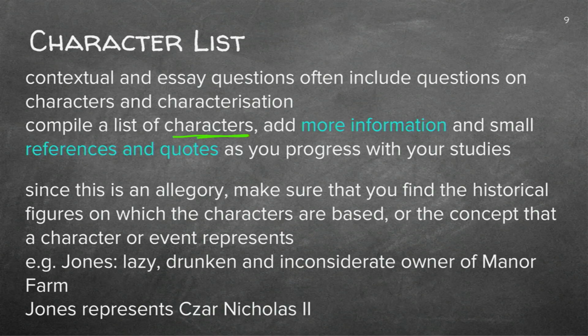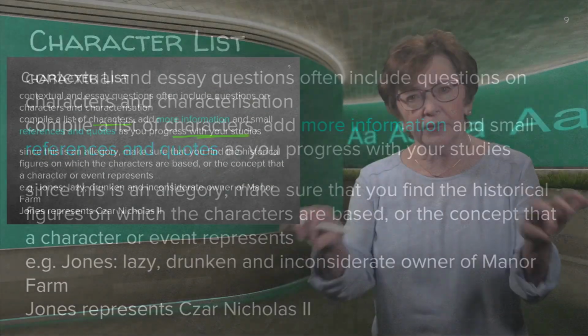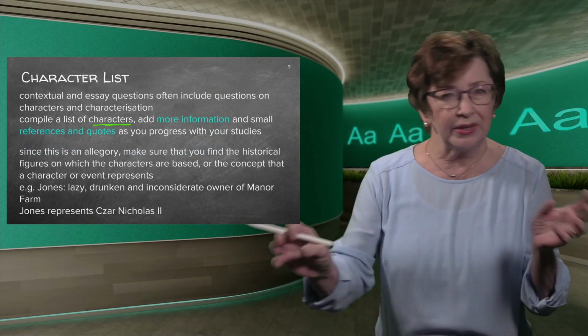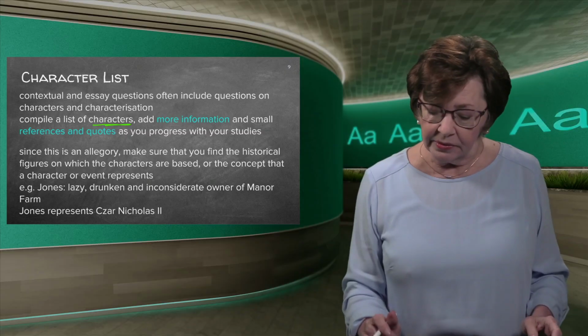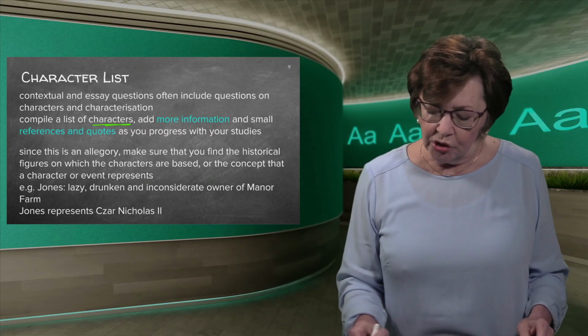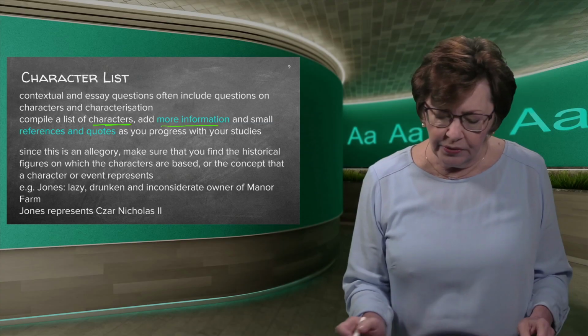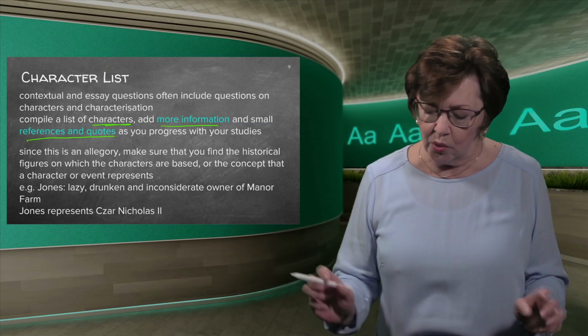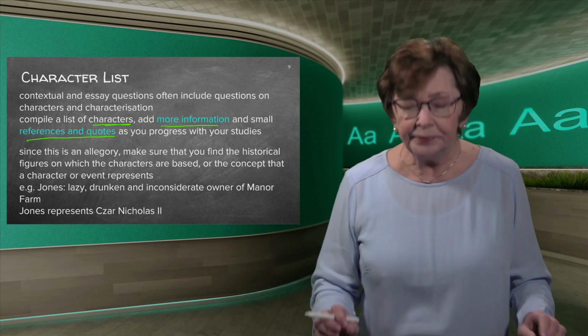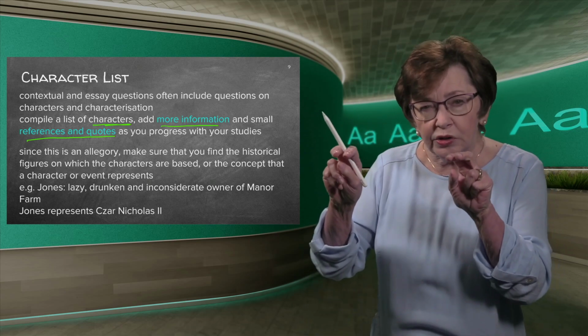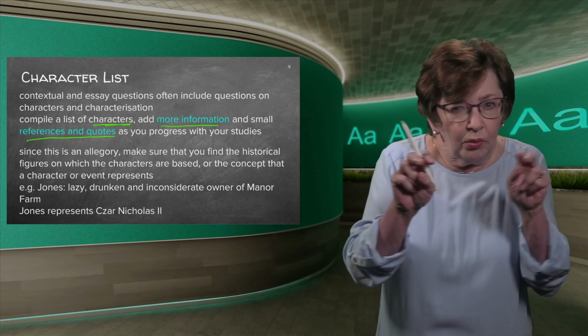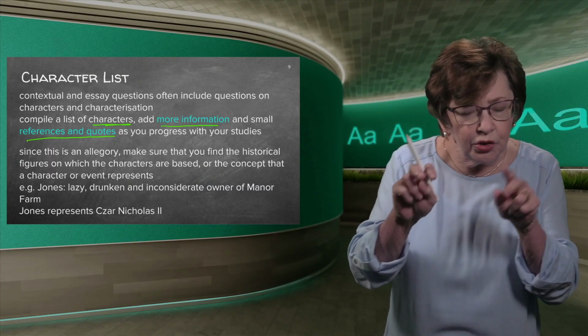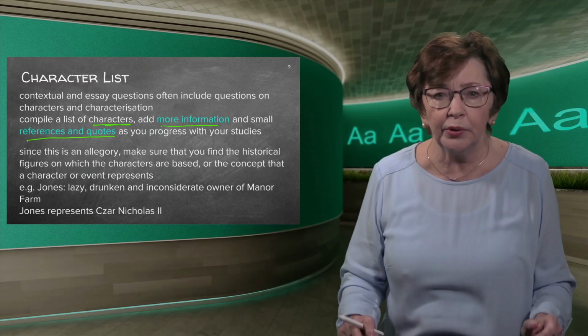And you're going to leave space for that. You're going to color it in. You're going to embroider on your information while you build on your character list. It's very important. And also how the characters interact with one another, what they say about each other, and the significance of it, right? So add more information, references, and quotes as you progress with your studies. Small, pertinent little quotes. For instance, what are the two slogans that Napoleon adopted?